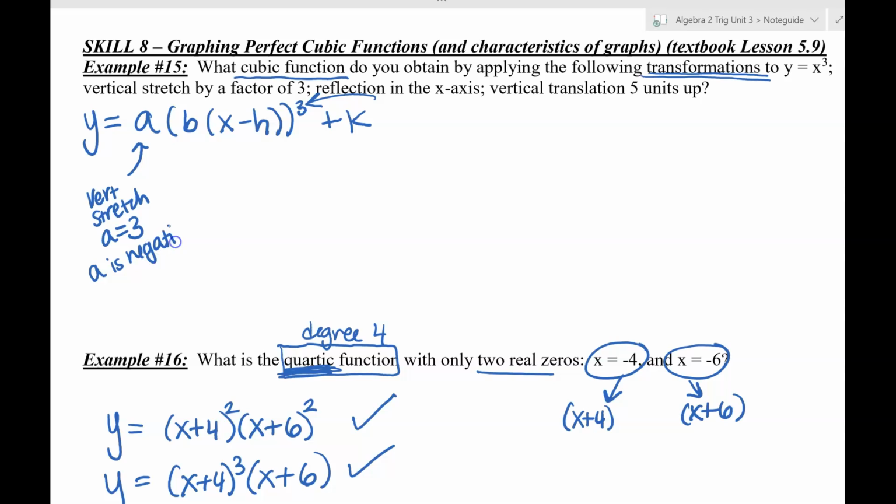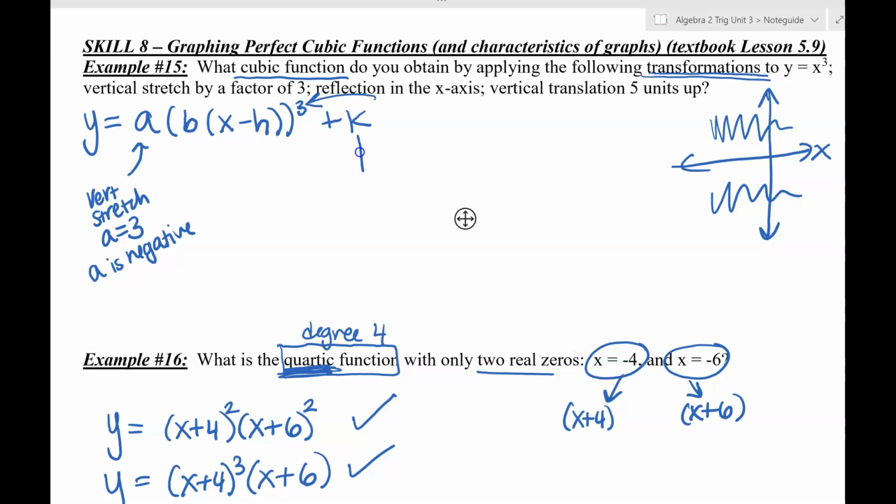Flipping over the x-axis is a vertical type of transformation, because though the x-axis is horizontal, if you flip over it, you're going from up to down. That's a vertical type of change. And then a vertical translation 5 units up: k is what translates or shifts us vertically. That's telling me that k is equal to 5. So this cubic would have an a value of -3. Nothing is affecting b or h. There were no horizontal transformations in this function. So I would just have an x cubed here, and then plus 5.